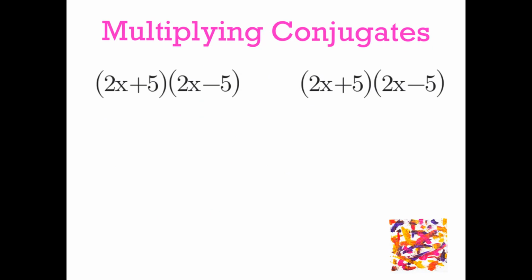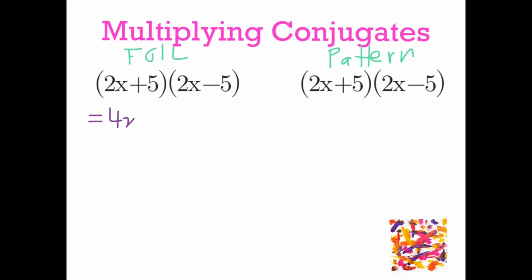Okay, so here we have two examples. Let's try them. We're going to do the first one using FOIL, and then the second one I am going to use our pattern. All right, so FOIL. If you feel that I'm going a little bit fast with the FOIL, it's because I'm assuming you've learned it from the last lesson. And if you are confused, just pause and try it yourself.